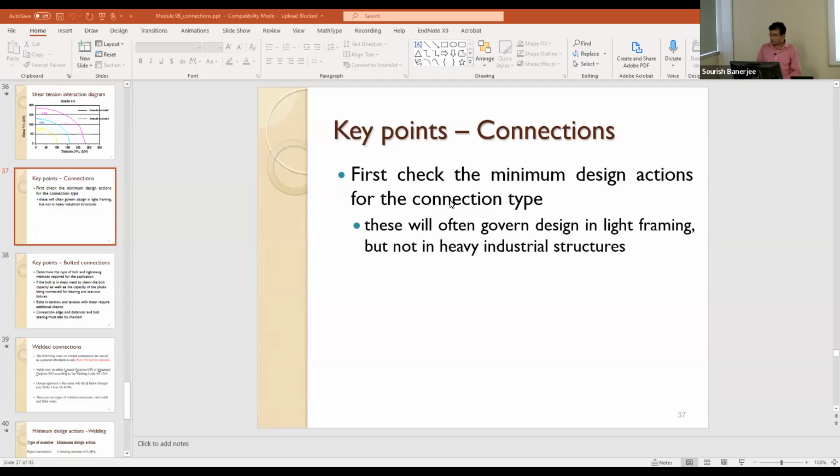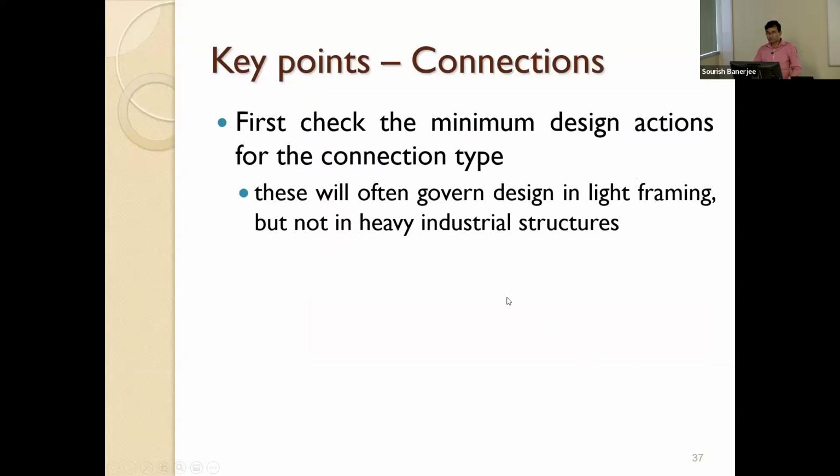Good afternoon, everyone. Let's look into the key points for connections before we move on to the welding. So the key points: first, check the minimum design actions for the connection types. If you recall, we were talking about section 9.1.4, which talks about the minimum design actions for the connection types. This will often govern design in light framing, but not in heavy industrial structures, okay?